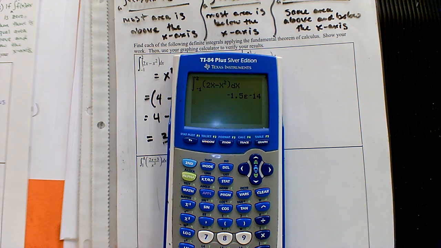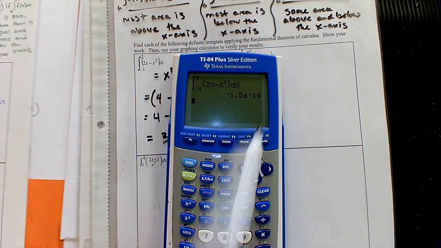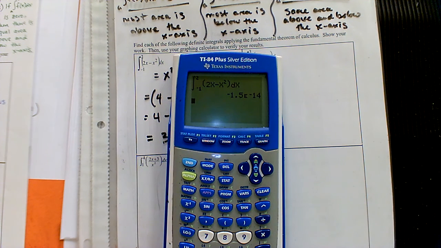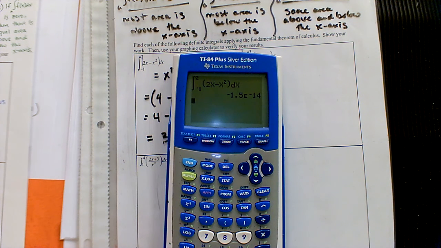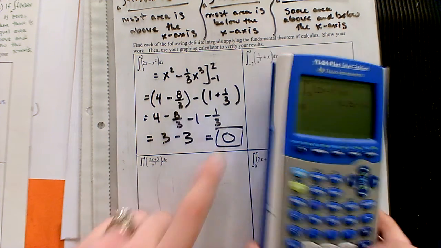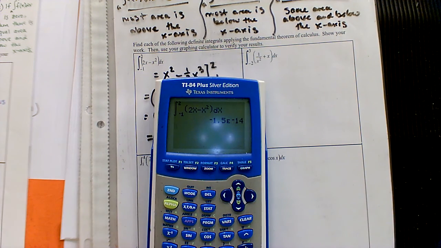All right, and if you hit enter, now my calculator is being very specific, but notice how this is scientific notation. You'd have to move this decimal 14 places to the left, but if we only round to 4 decimal places, that's going to be 0 anyway. Okay, so your calculator can give you the value. We can also check it out graphically.